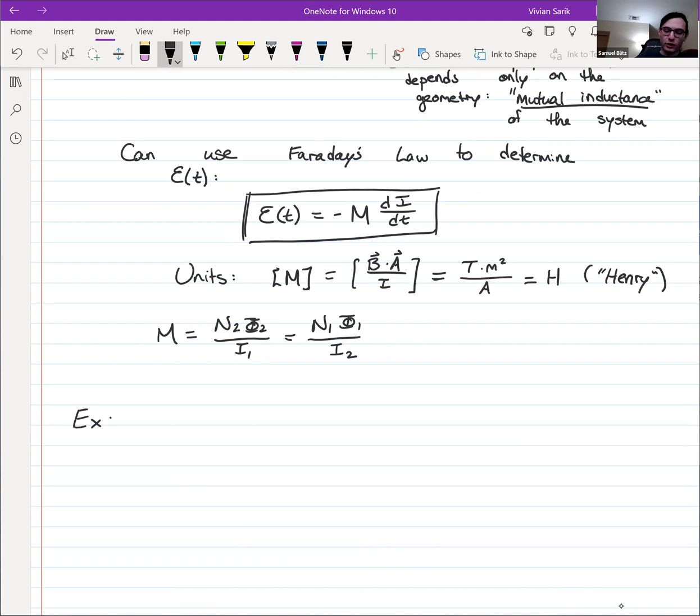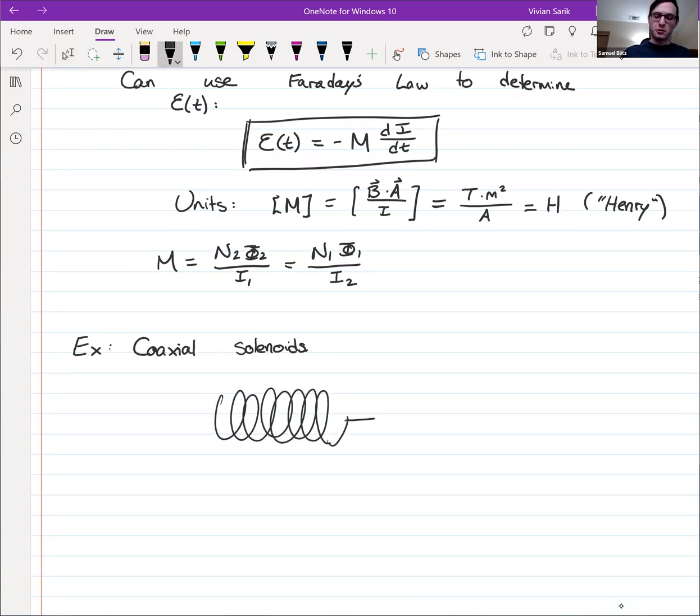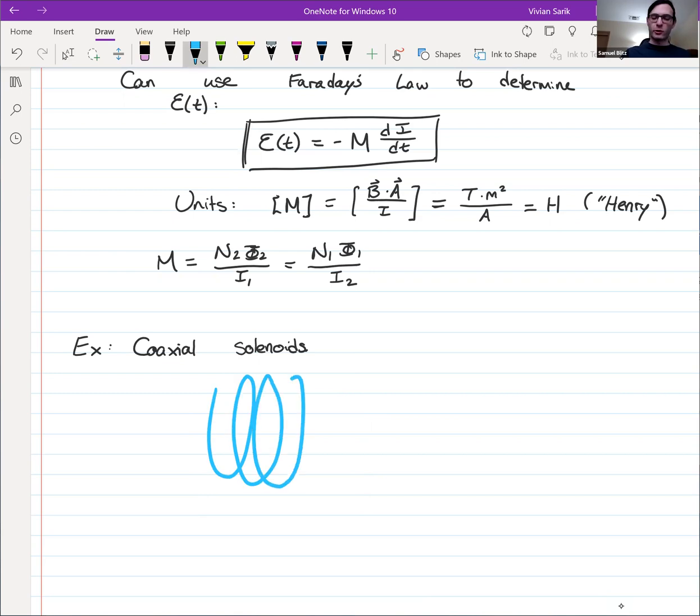So we're going to talk about coaxial solenoids. Right. So this is going to be hard to draw, so bear with me. So we're going to have our measuring solenoid hooked up to a voltmeter. I'll draw the voltmeter in a minute. And then we're going to have our current flowing solenoid, which is around it. You know what? I should have drawn the current flowing solenoid first. Blue is current flowing solenoid. Then we have our measuring solenoid inside.